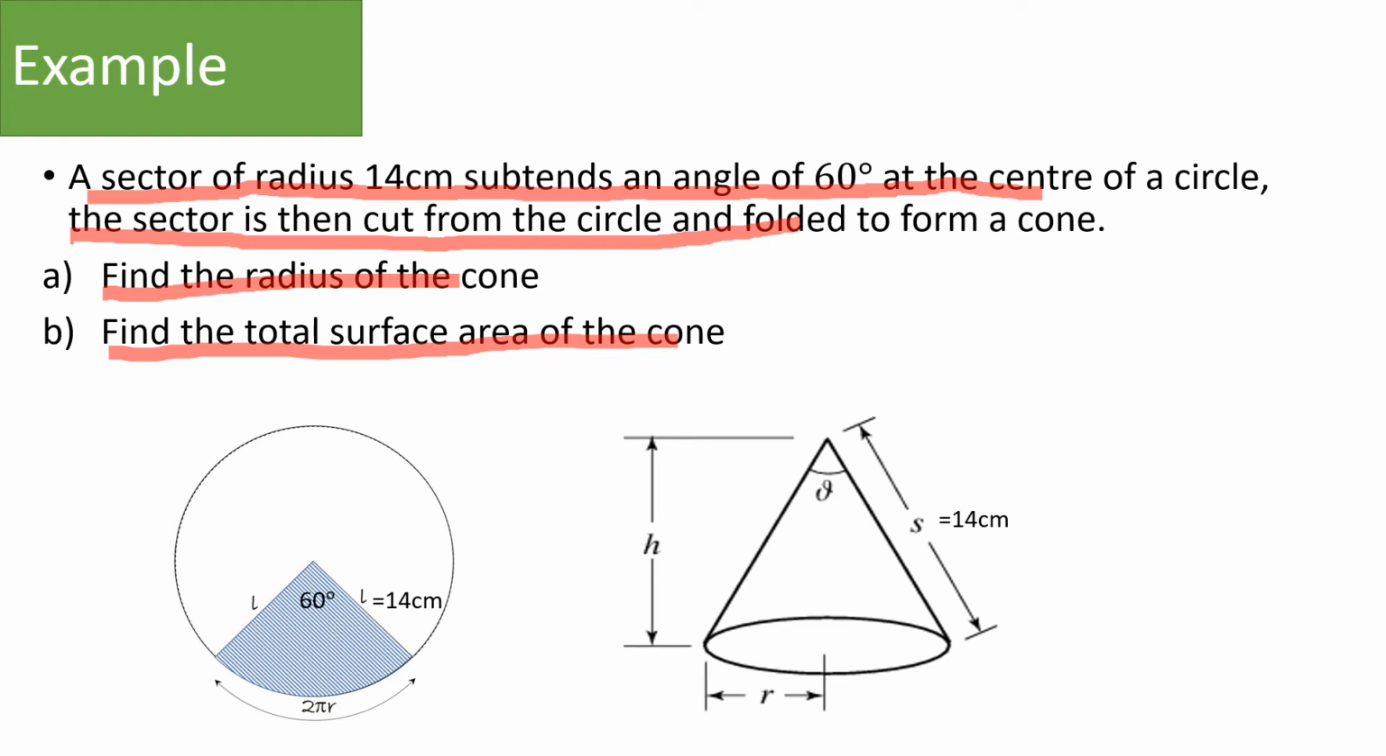So this is the sector. It has radius 14 centimeters. It is subtended by angle 60 degrees. And note, the radius of the sector is the same as the slant height of the cone. So we are to find the radius of the cone, then the height. The height and the radius will be obtained by us. So let's continue.